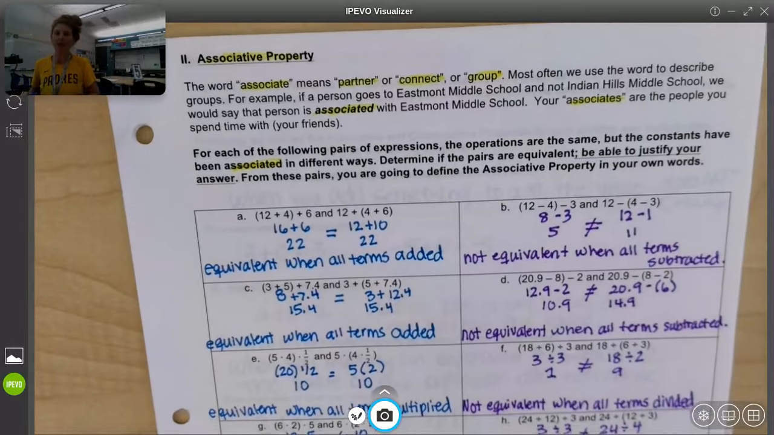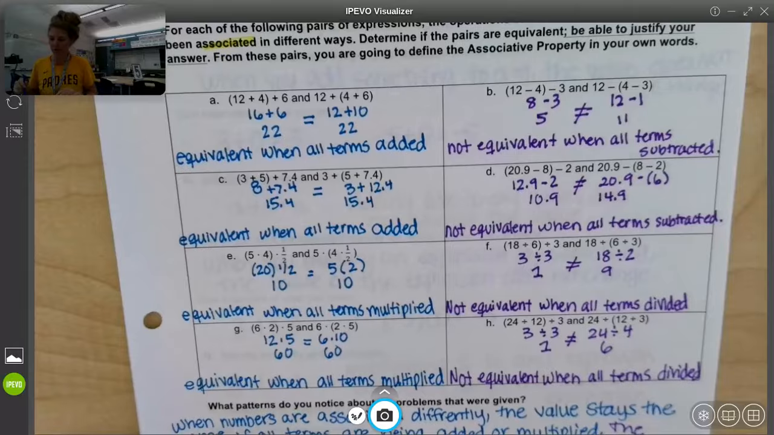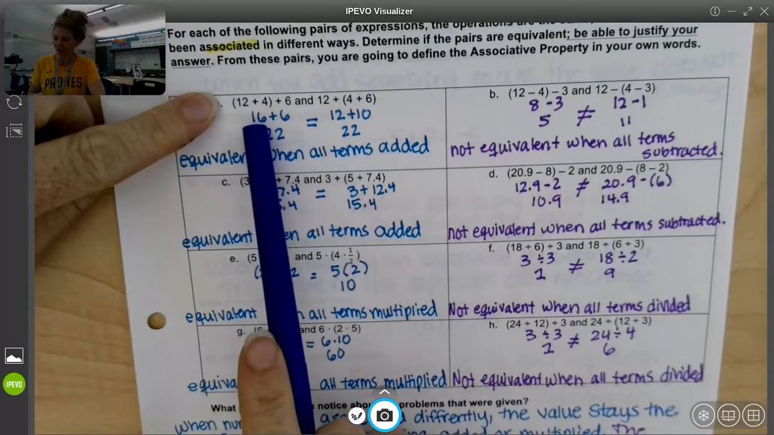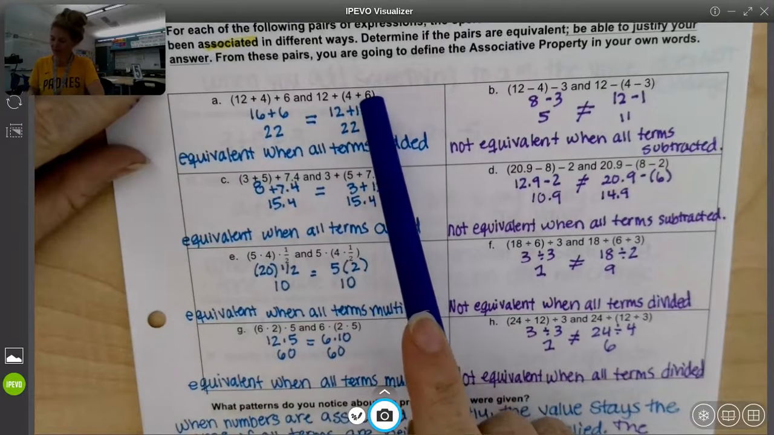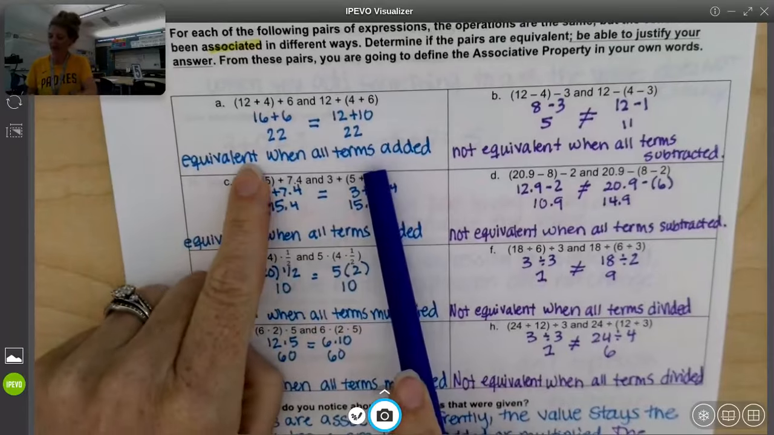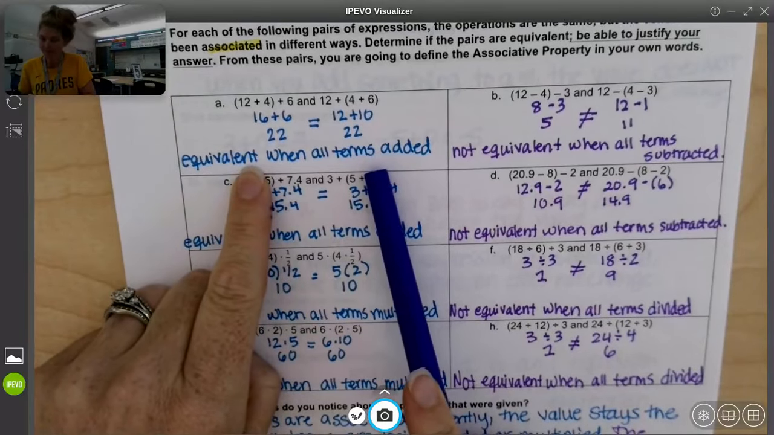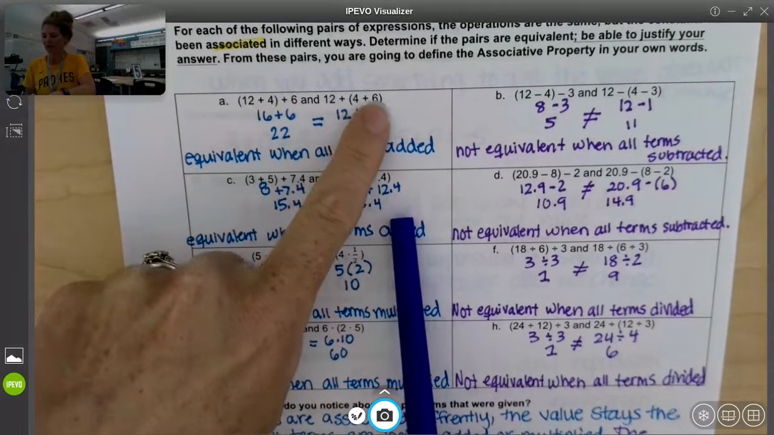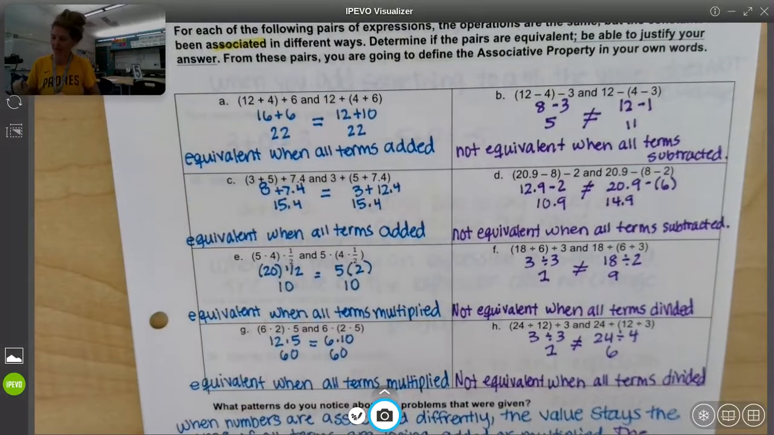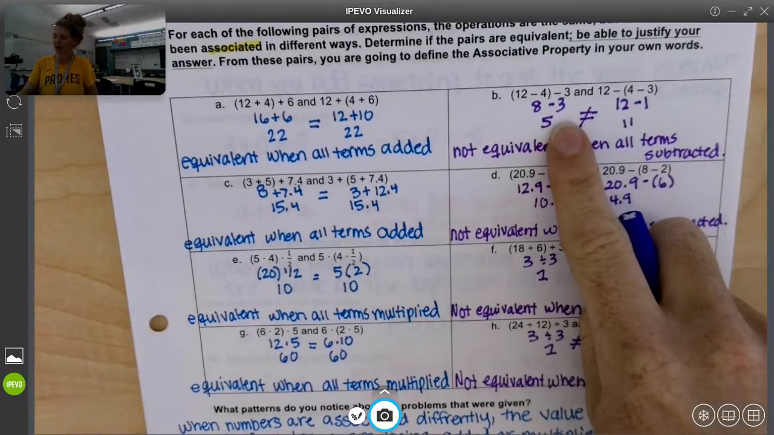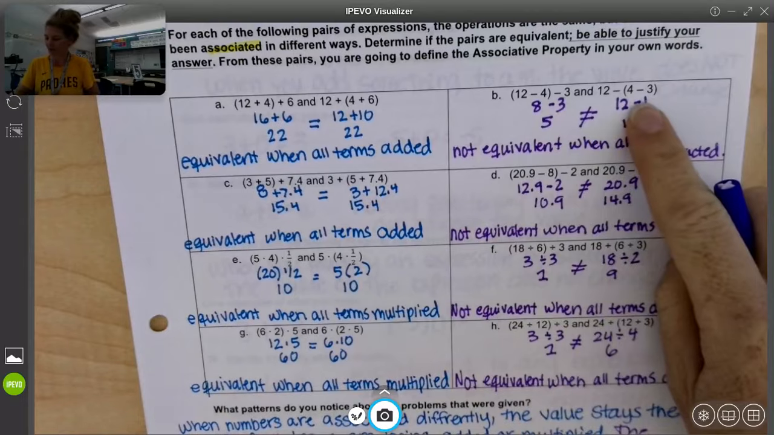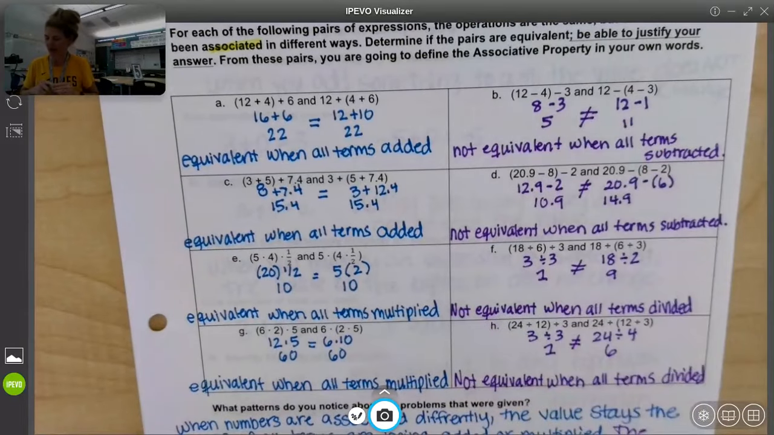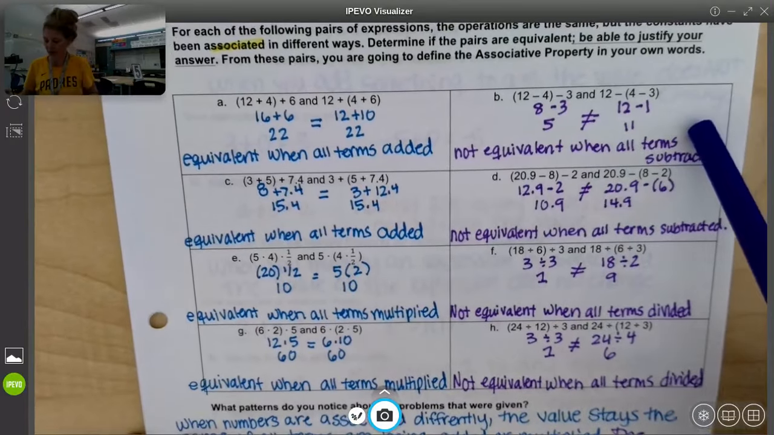So again, let's look at ones that work and ones that don't work. Here, we did 12 plus 4 first and then added 6. Here we did 4 plus 6 first and then added 12. It's equivalent when all the terms are added. Notice 12, 4, 6, 12, 4, 6. We didn't move any of the numbers. However, if we have subtraction, we do 12 minus 4 first and then subtract 3 versus 4 minus 3 first and then subtract that from 12. It's not going to be equivalent if our terms are subtracting.